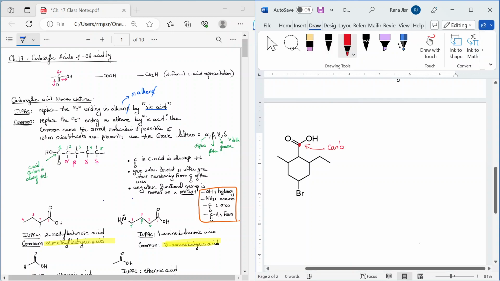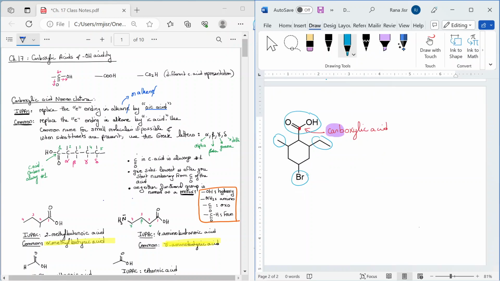And then we look at the functional group. What type of functional group is this? And that would determine what comes after the carb. So this is a carboxylic acid. So this is why I'm going to name it a carboxylic acid. If it's an aldehyde, then we're going to name it as a carbaldehyde. So the carbon that is coming off the cyclohexane, we call it a carb carbon. Okay, so that is a carb, the bromine.